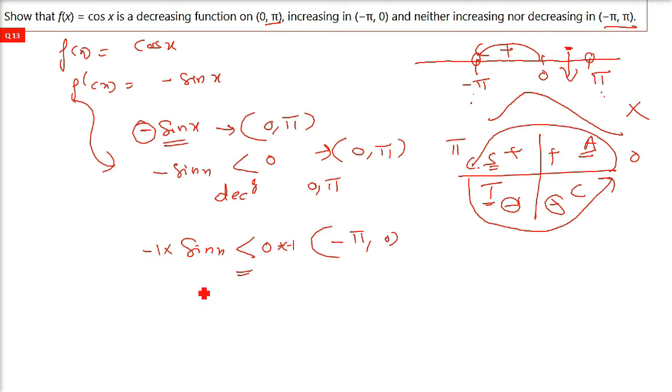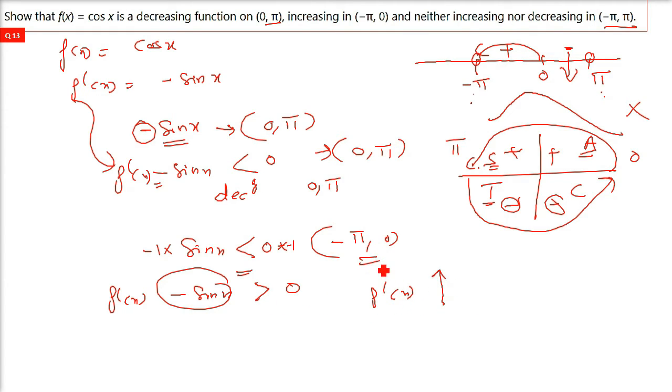So sine x is less than 0 in negative pi to 0, as I just told you, and when you multiply both sides by negative, it's going to be greater than 0. So f dash x should be greater than 0. So here it is going to be increasing. Minus pi to 0, sine decreases, but since it is negative sine x, it's going to be increasing in this negative pi to 0.